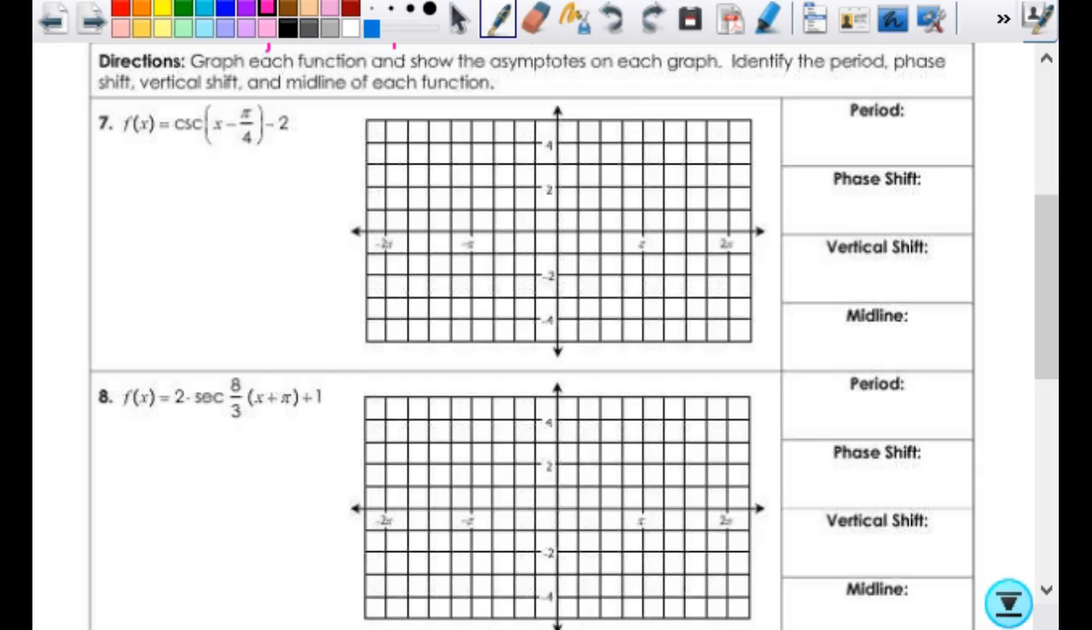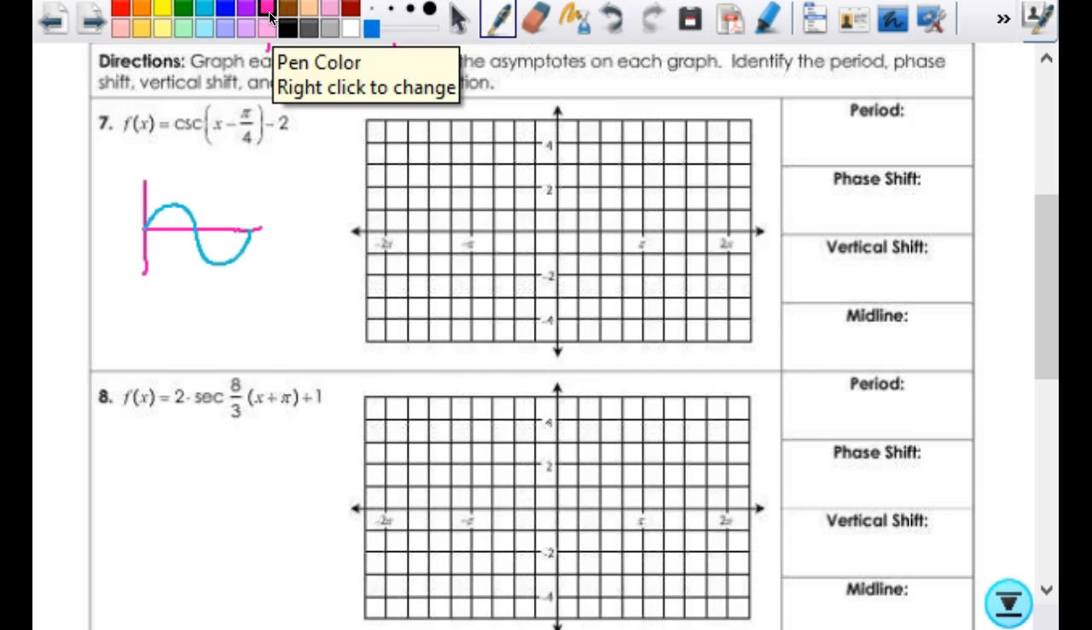So we're going to start with cosecant. That is the reciprocal of sine. So I'm going to start by drawing sine, right? And then fill in this stuff over here. The period, what would the period be? 2 pi. Because it's 2 pi for cosecant and it doesn't change, so it's 2 pi.